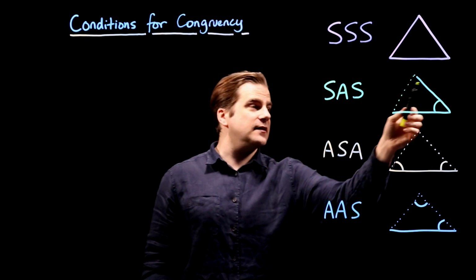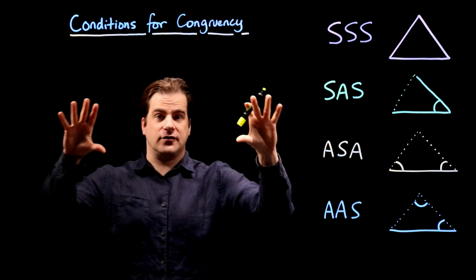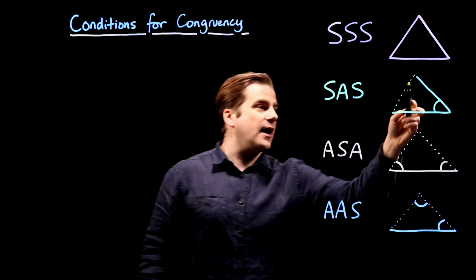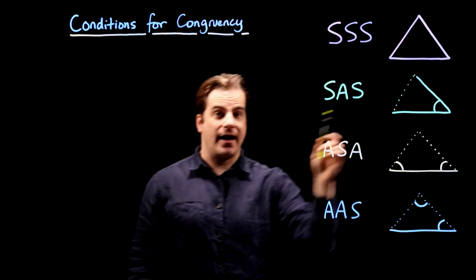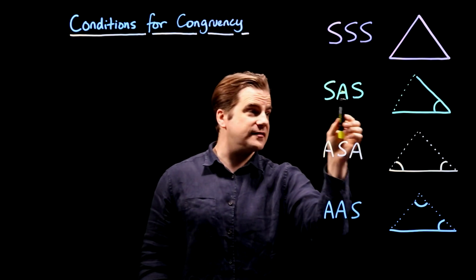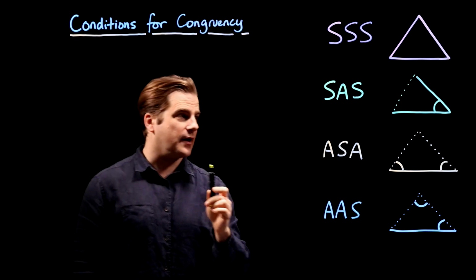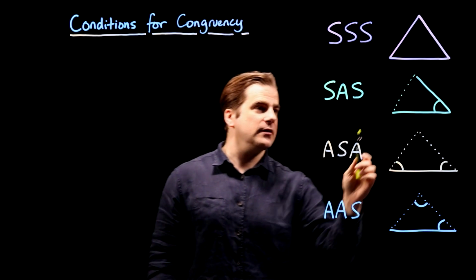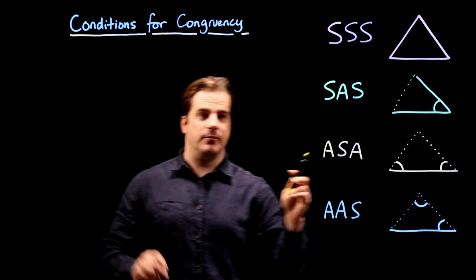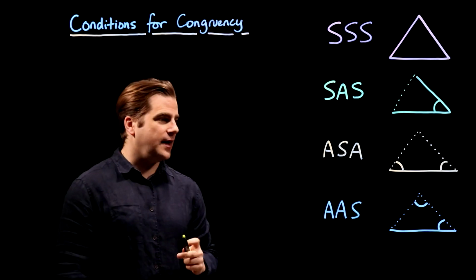SAS, side, angle, side. If you prove that these 2 triangles have 2 sides the same and the angle between them, that's important, it has to be the angle between them, okay? Not this angle or that one. 2 sides and the angle between them, then they are congruent, okay?